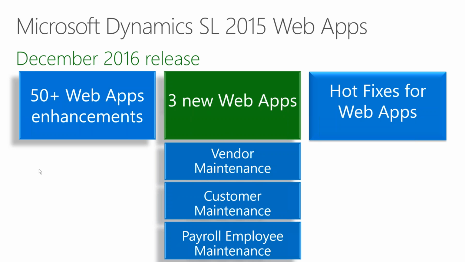So along with those enhancements and hot fixes, we actually had 3 new web apps. So there's now one for vendor maintenance, customer maintenance, and payroll employee maintenance. And if you've followed the whole web apps journey here, the first area that we focused on was getting all that business portal functionality over to the web apps, which is there and more. And then we're starting to go back and add the functionality that people wanted to have available to them remotely.